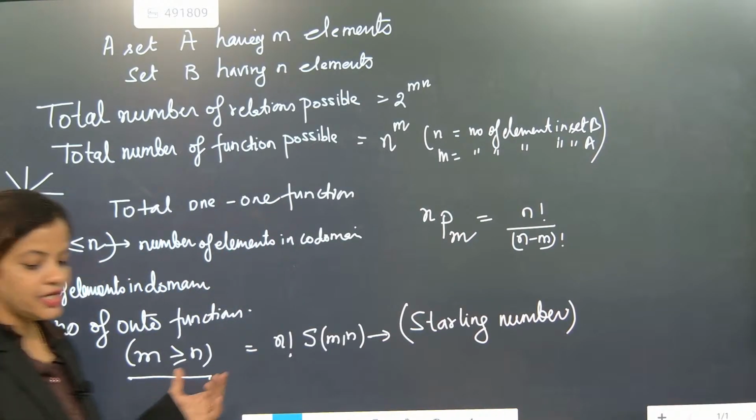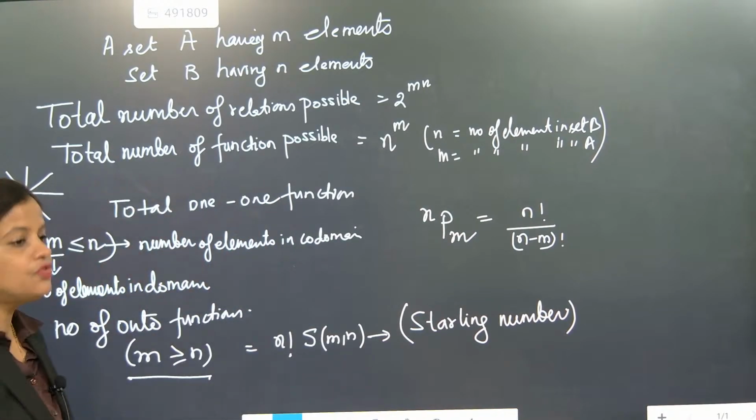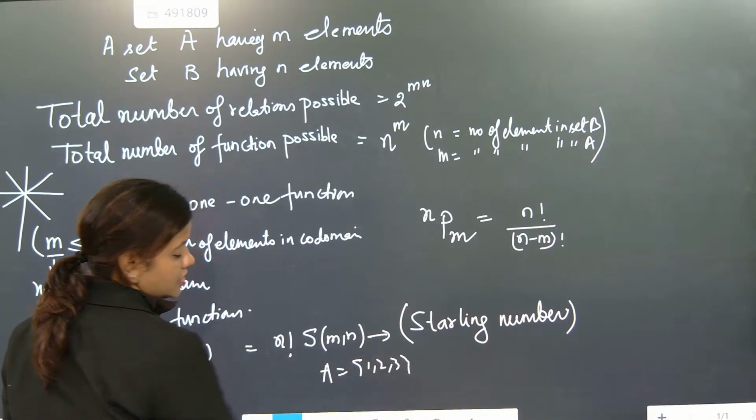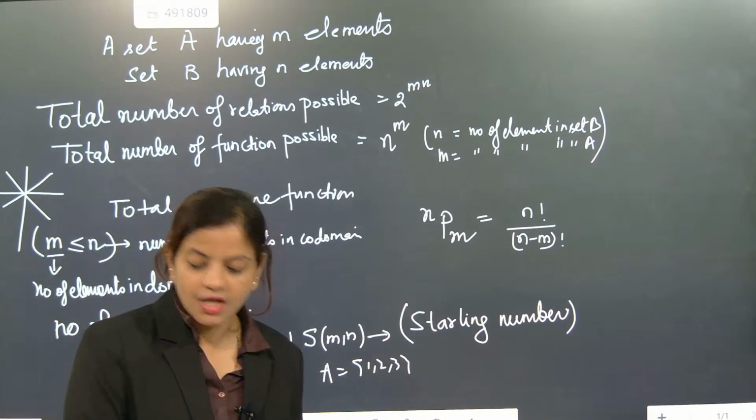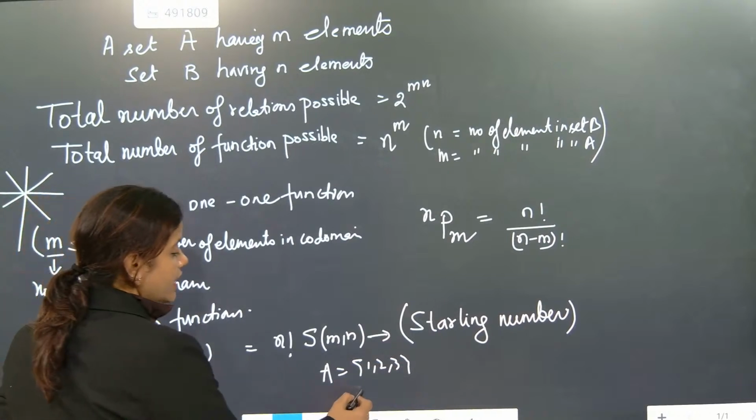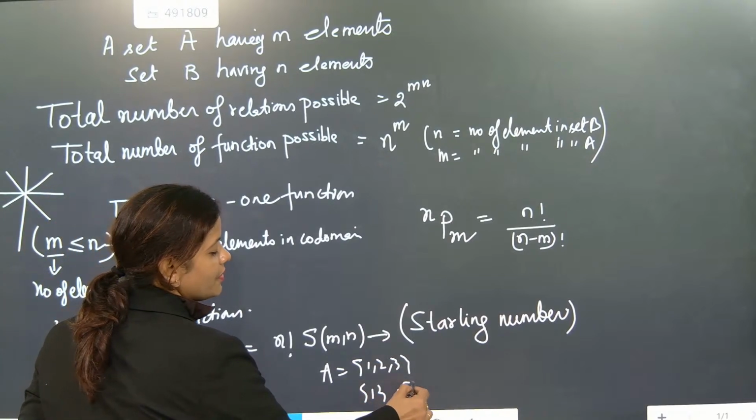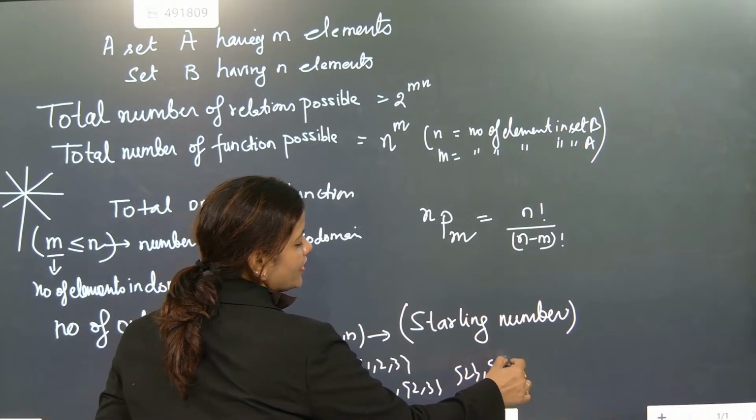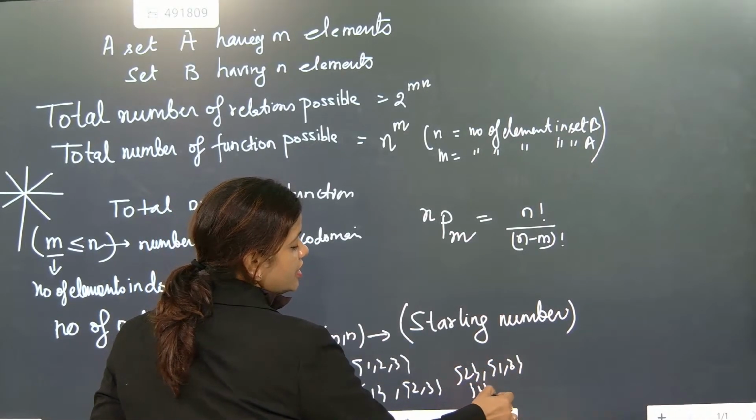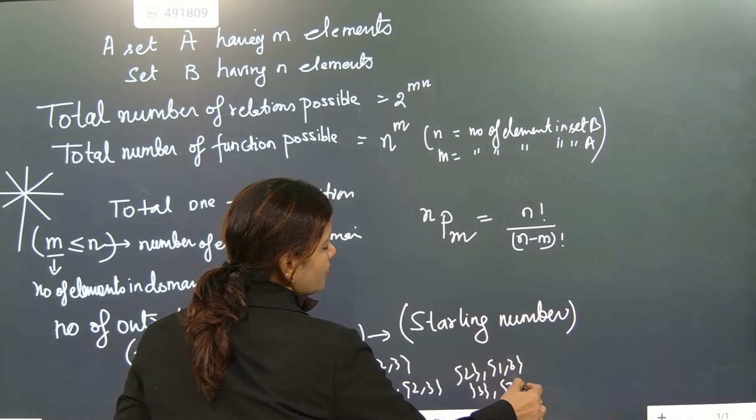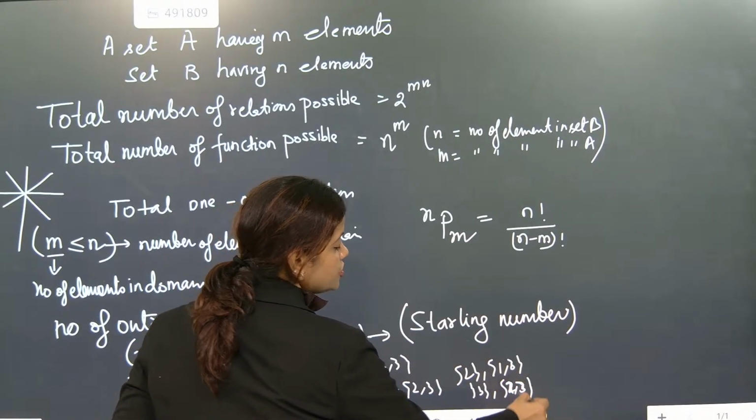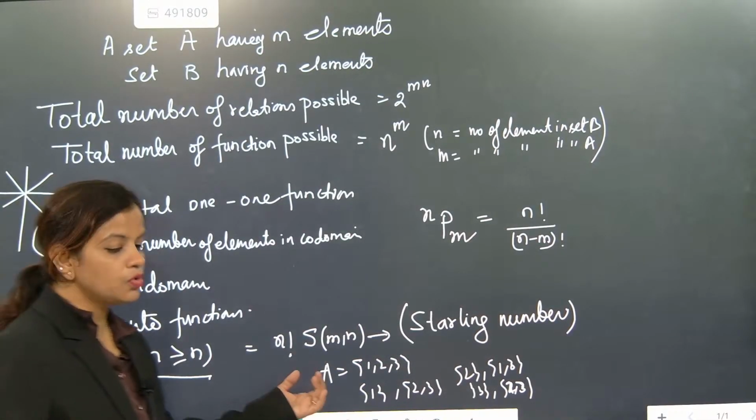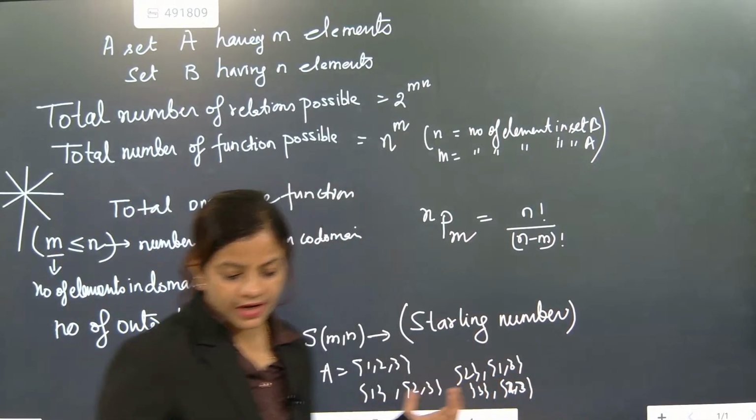Stirling numbers mean, suppose a set has 3 elements. Just check: a set is having elements 1, 2, 3. So how are the sets possible? It will be divided like this. 1 will be there, then the remaining will become 2, 3. If it is 2, then the remaining will become 1, 3. If it is 3, then the remaining will become 1, 2. Understood? This is called Stirling numbers. So Stirling numbers are those numbers which are exactly separated from the others.